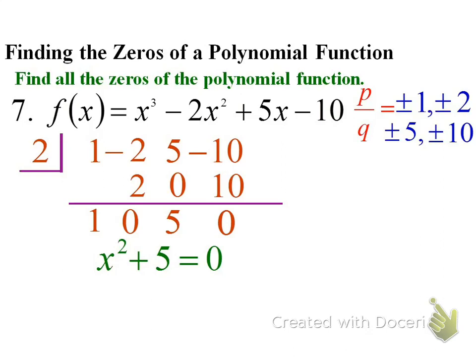How would I solve something like this? Subtract 5. Then you're going to take the square root. The square root of -5 is plus or minus i square root 5. Our other solution is 2.